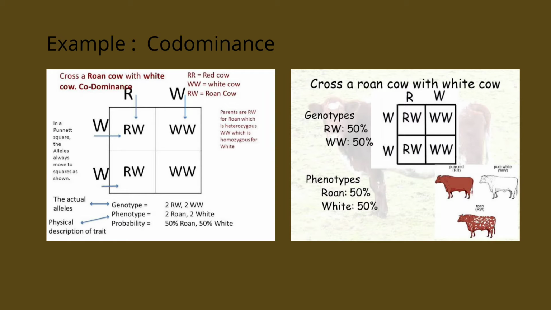For example, we have here a red roan cow crossed with a white cow. So we have here RW crossed with the white cow, which is WW. Then we have the genotypes, which are RW 50%, WW 50%. Then our phenotypes here are red roan cow 50%, and white cow 50%.